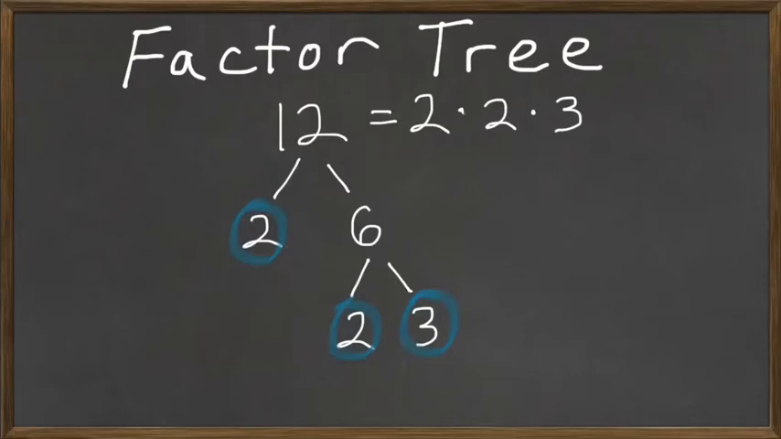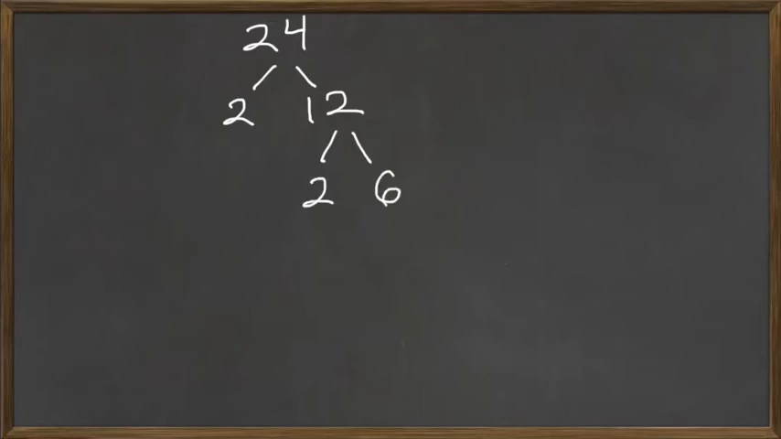Let's look at another example. Let's say we have the number 24, and we want to find the prime factorization of 24. Let's start with 2 times 12. It doesn't really matter what you start with as long as it multiplies to 24. You can have other starts as well. 12 you can do 2 times 6. 6 you can do 2 times 3. And we're done. 2 and 3 are all prime numbers.